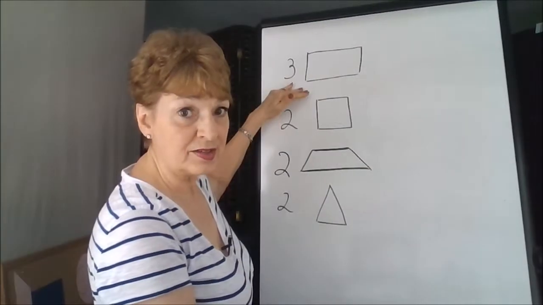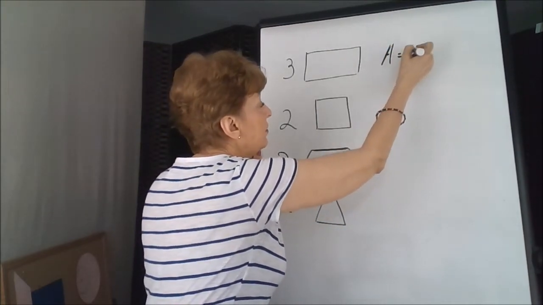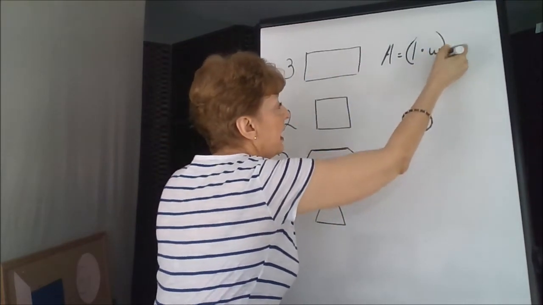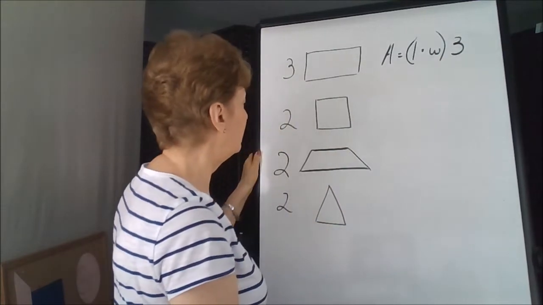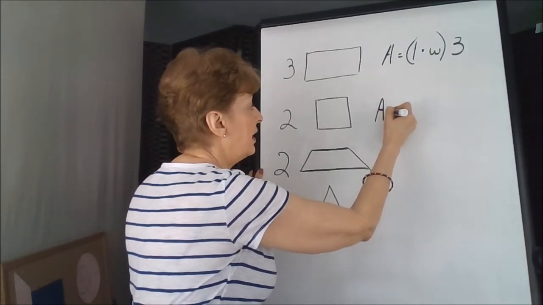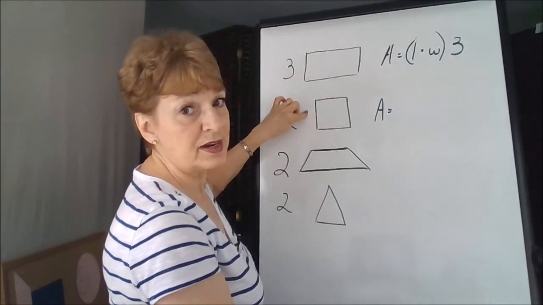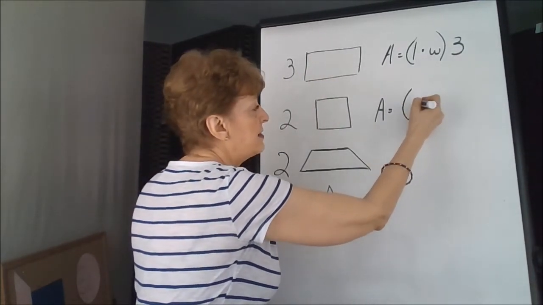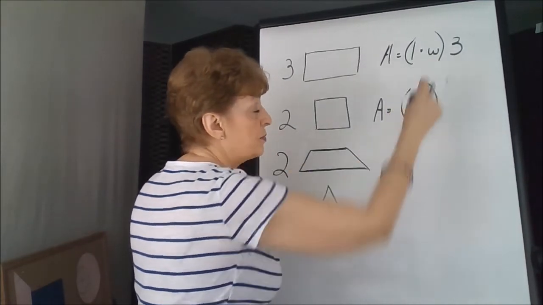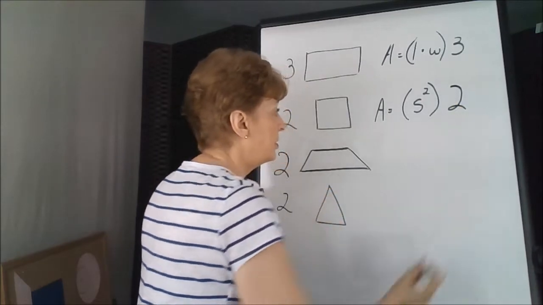We have 3 rectangles. There's no wasted space in a rectangle, so we're just going to have area is equal to length times the width. But we have 3 of those, so we're going to have to multiply that by 3. Our squares have no wasted space either, so its area is equal to, you could use length times width again, but each of the sides of the squares is the same, so it has a fancier formula, side squared. But length times width would also do it. We have 2 squares, we'll multiply that times 2.